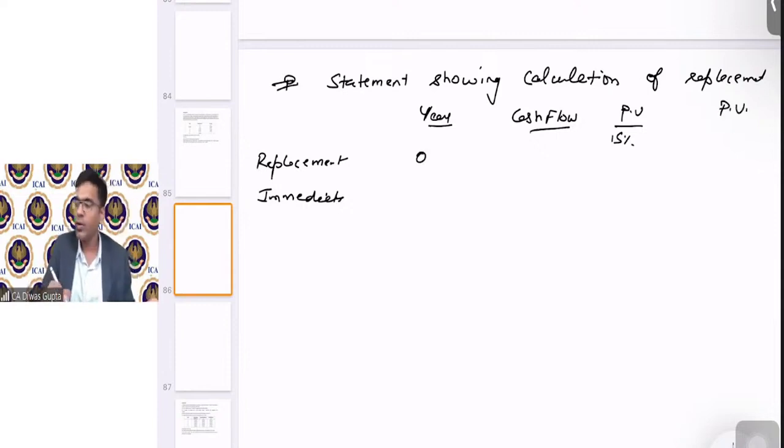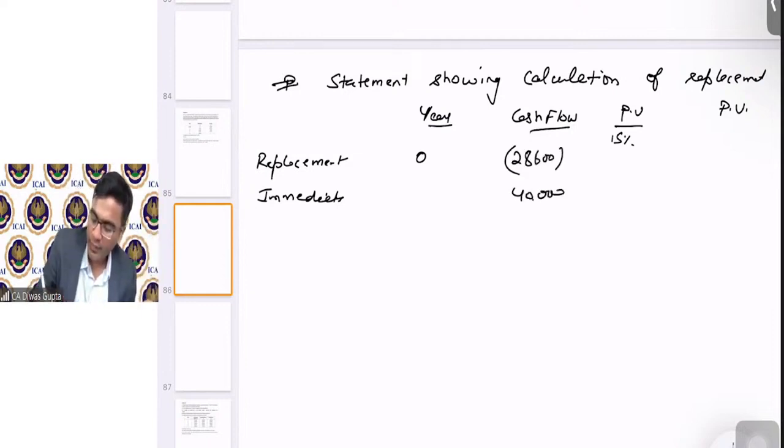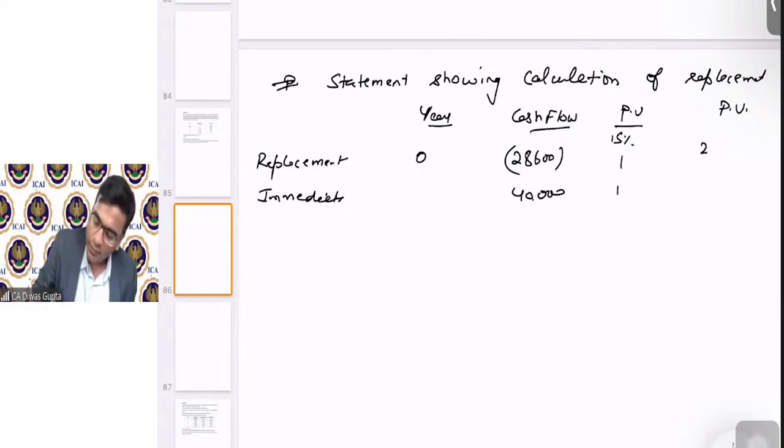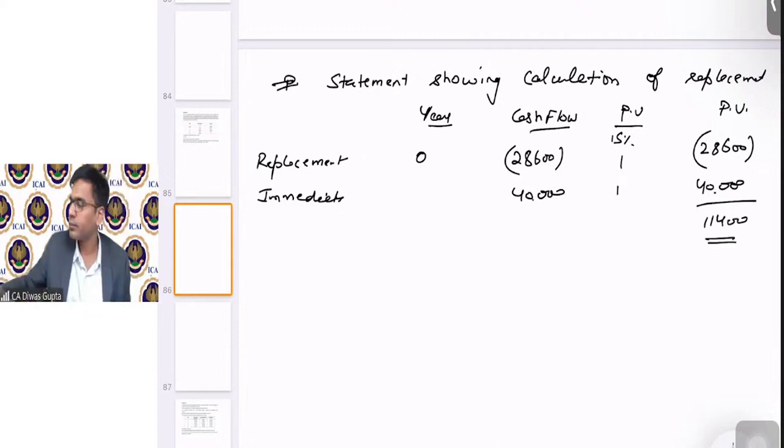So at year zero, you are going to replace, correct? So you are going to have 28,600 as the first cash outflow, and 40,000 as the cash inflow because the salvage value at year zero is 40,000. So 28,600 negative and 40,000 positive. So the total is 11,400.